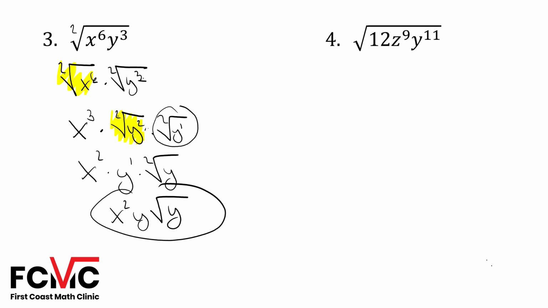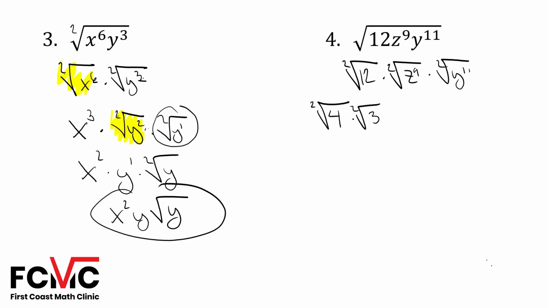Number 4, let's factor this a little bit. So I'm going to take the square root of 12 times the square root of z to the 9th times the square root of y to the 11th. So 12 isn't a perfect square, but I know I can break up 12 into a value that is a perfect square. So I can break it up into the square root of 4 times the square root of 3. I have another video on factoring square roots. I'll attach that at the end of this video.